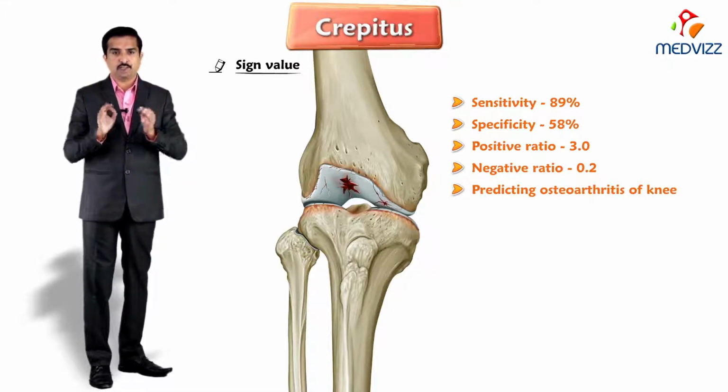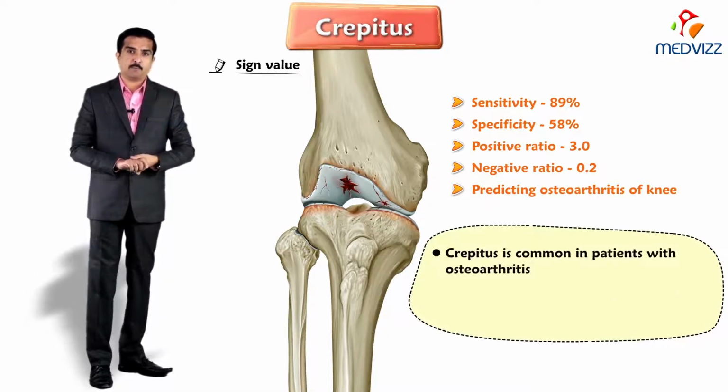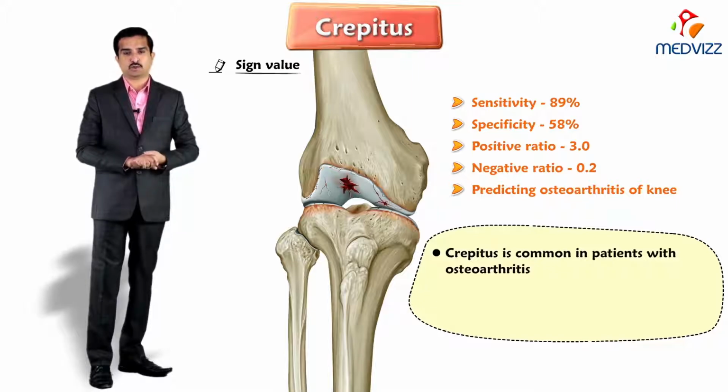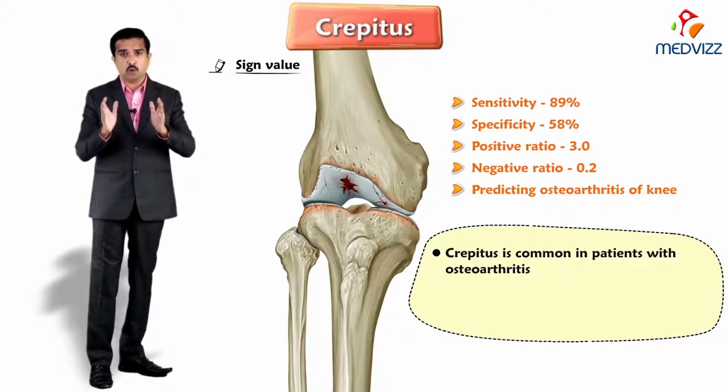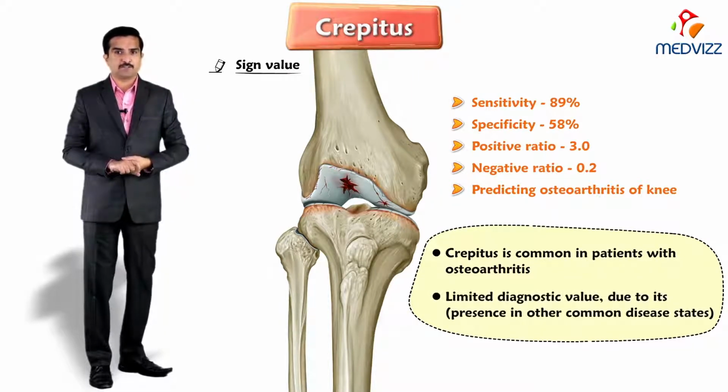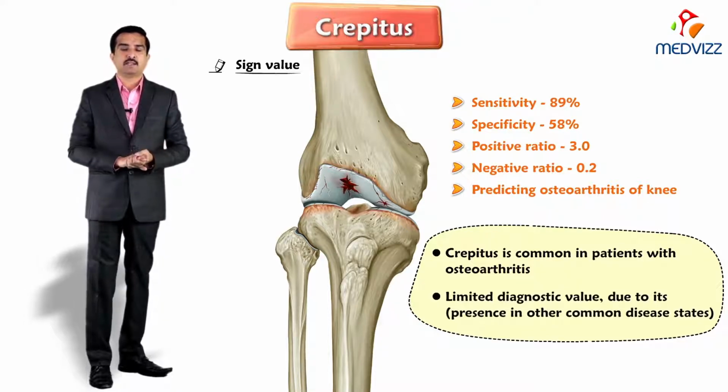And remember the point here, guys, that crepitus is common in patients with osteoarthritis, and crepitus alone has a limited diagnostic value due to its presence in many of the other common disease states.